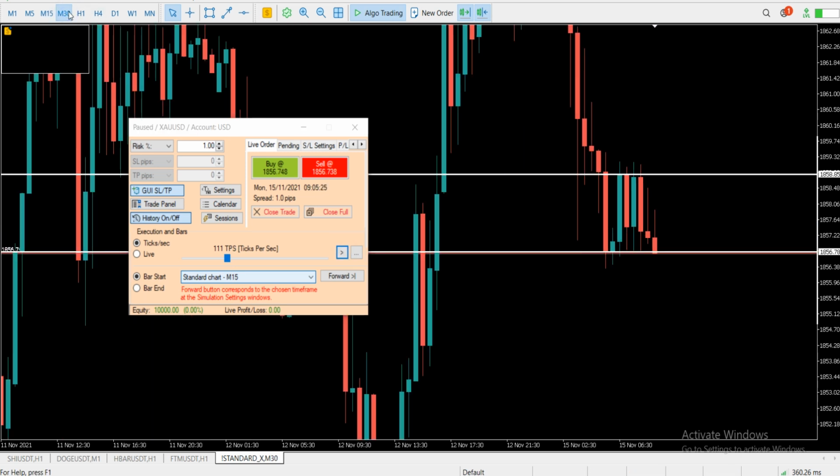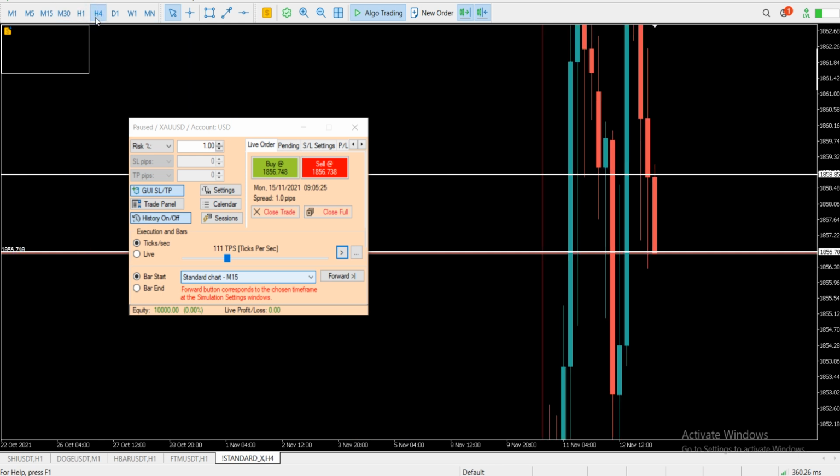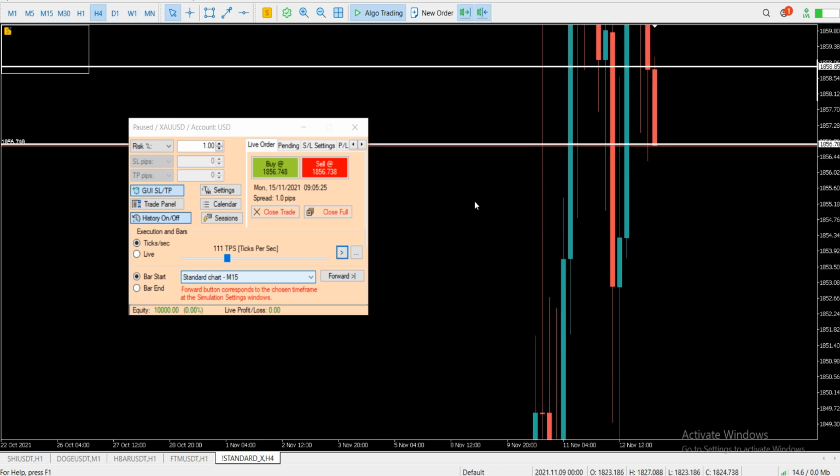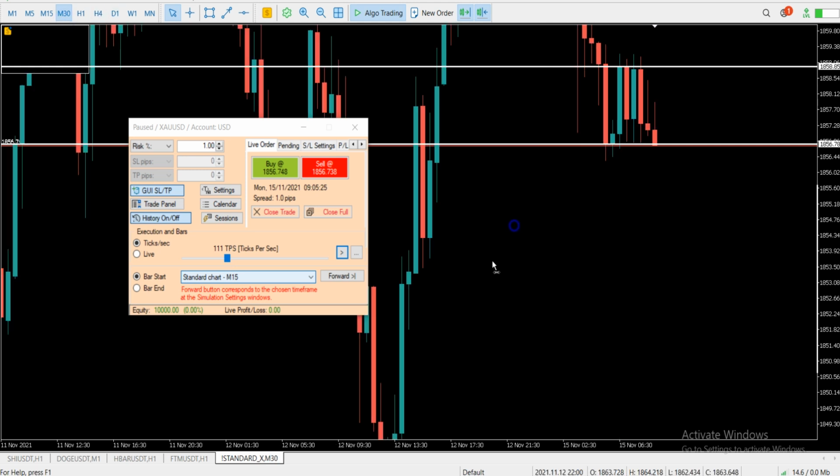Looking at the 30-minute, we are pushing down. Looking at the 4 hour, I think there is an opportunity for taking sells, because the 4 hour is pushing down. It is gonna maybe break the low right here. I'm getting confirmation on the 30-minute.